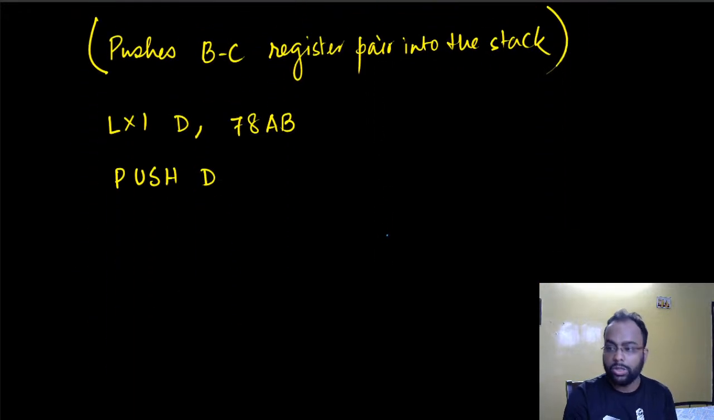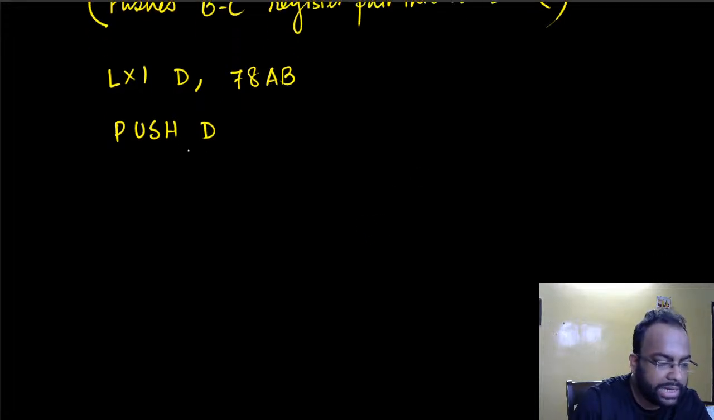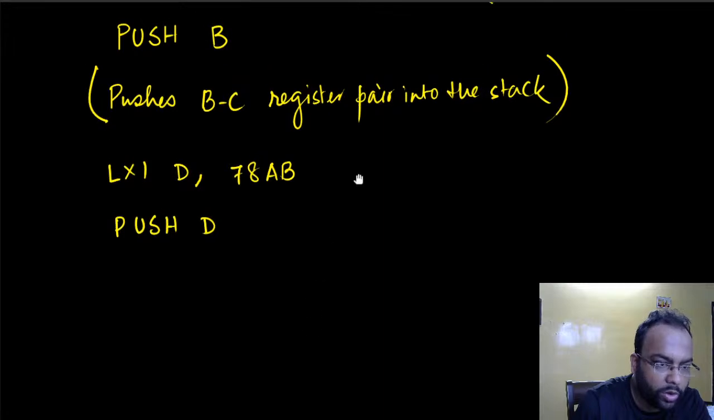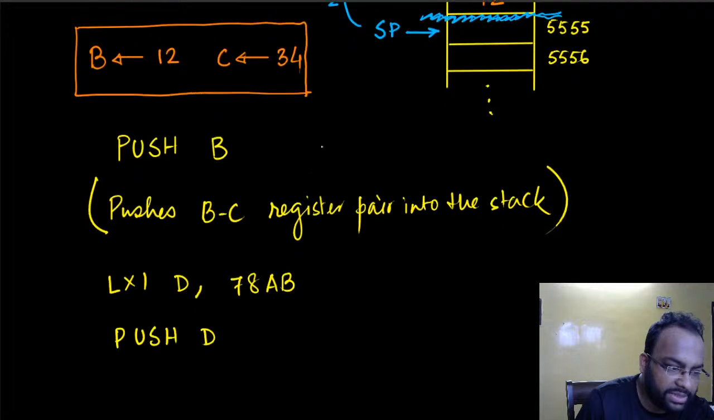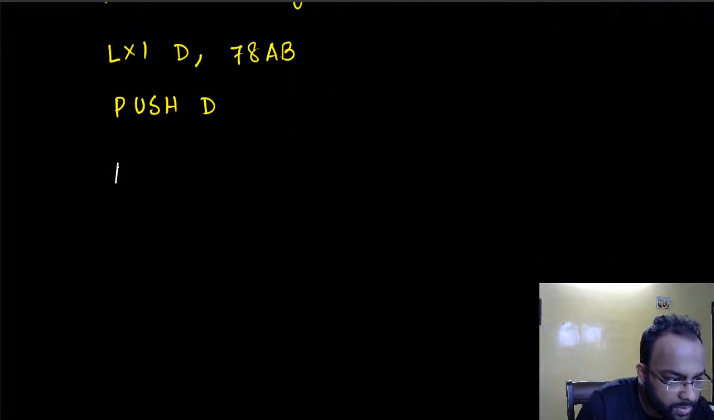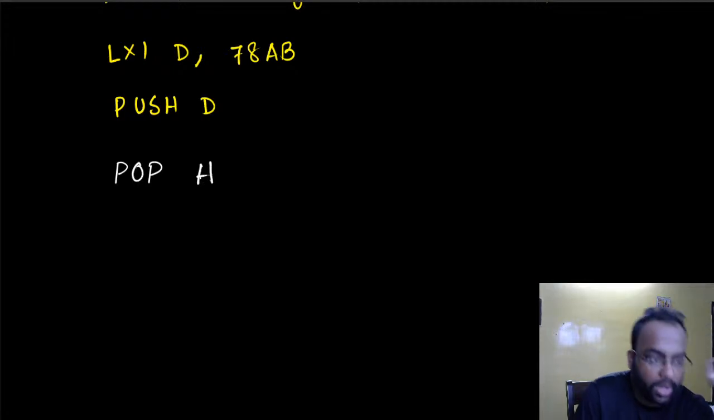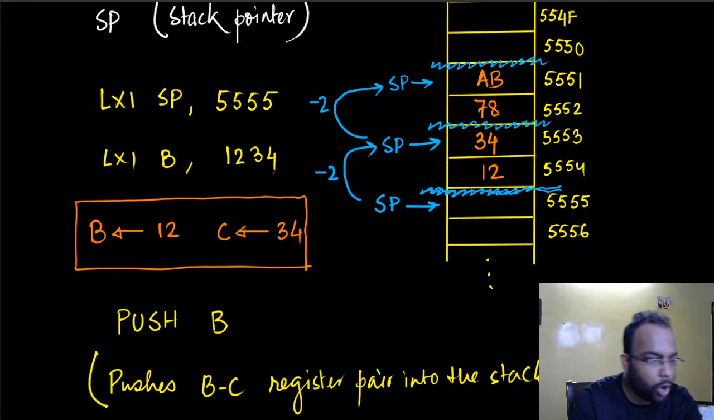All right. So complementary to this push instruction is the pop instruction. For example, now if I say something like this. So currently, what do I have at the top of the stack? I have these values at the top of the stack, right? Now, if I say pop H, what happens? If I say pop H, what happens? Let me just copy paste it first so that you get the idea.